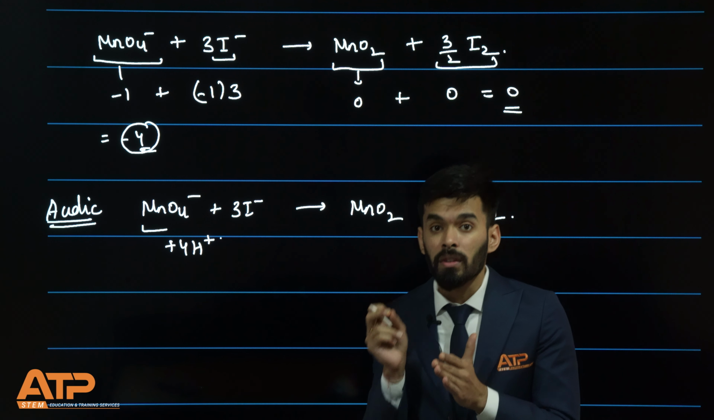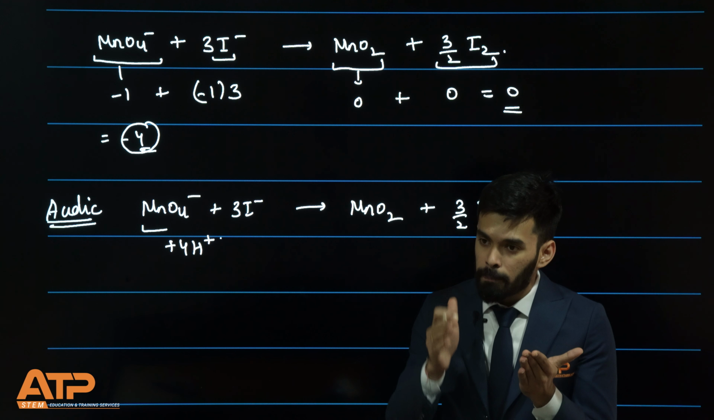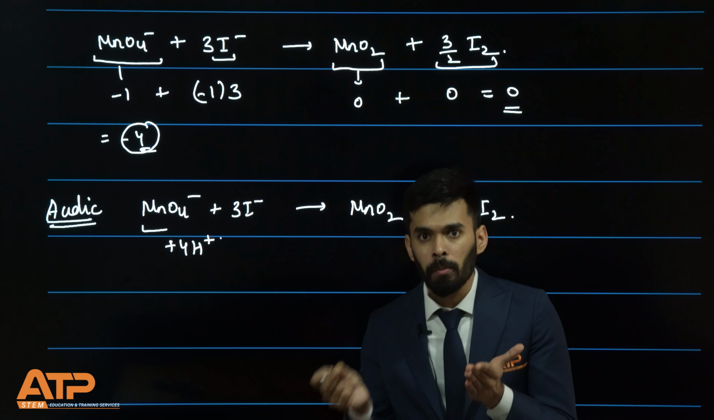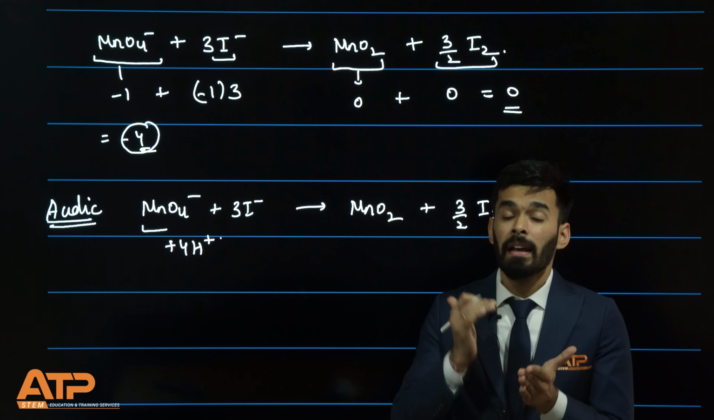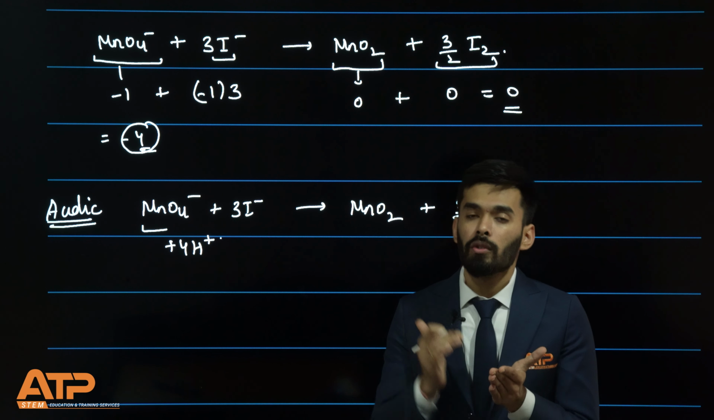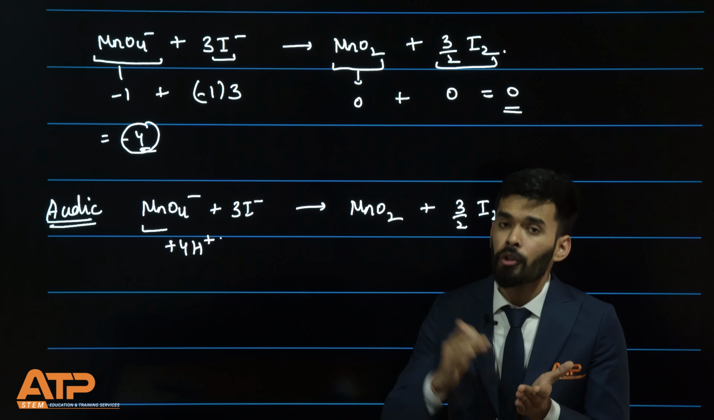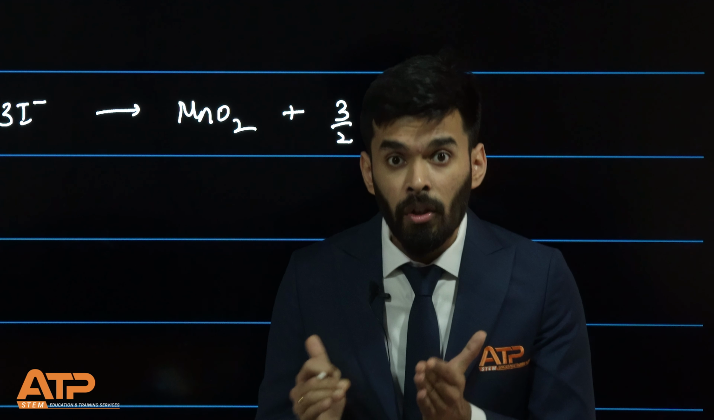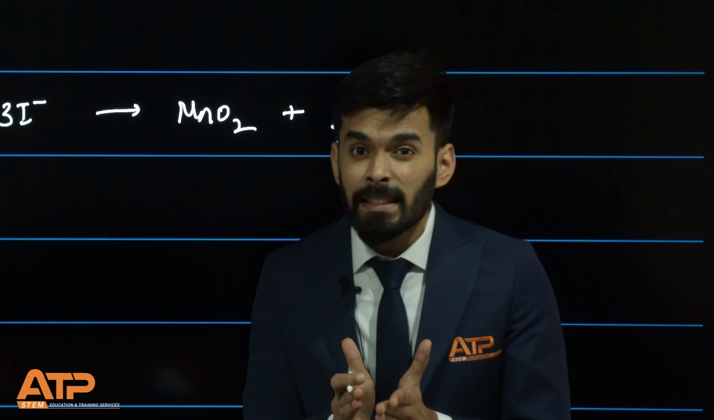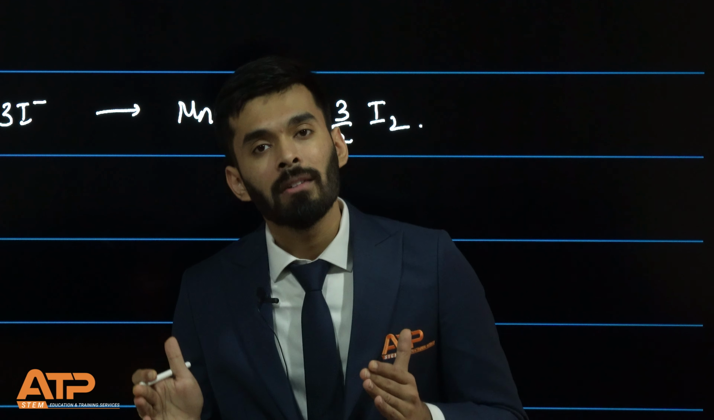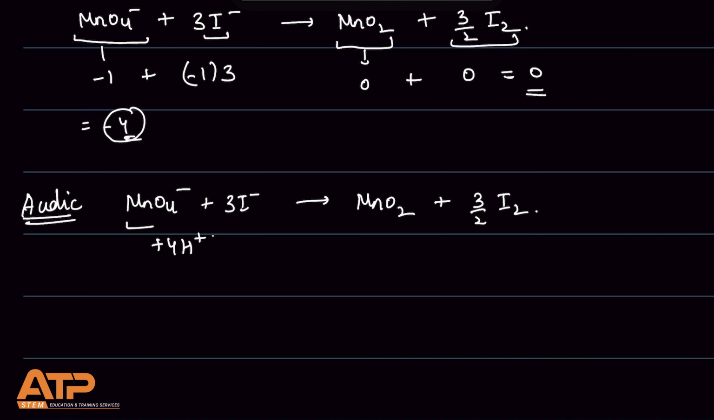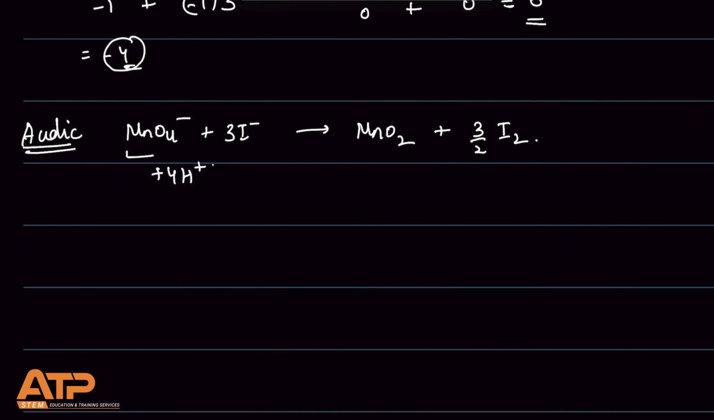become equal to 0, because -4 plus 1 into 4, so -4 plus 4 will be equal to 0, because as we know, each H+ carries a charge of +1. So 4H+ will carry a charge of 4 into +1, so that is +4. So if I add 4H+ on the reactant side, the net charge will become equal on both half reactions, and we would be done with the third step for acidic medium. Now let's talk about basic medium.